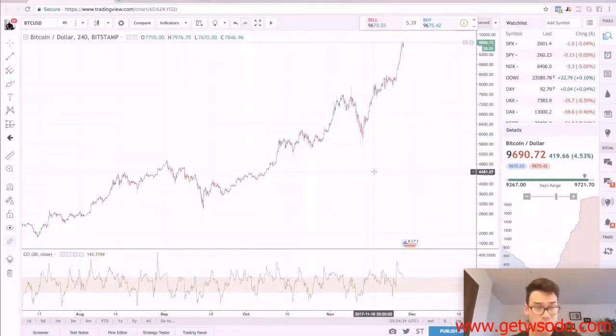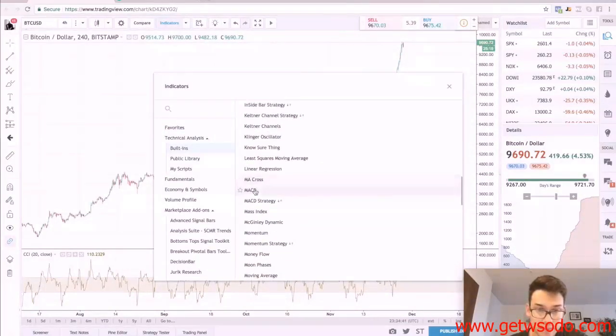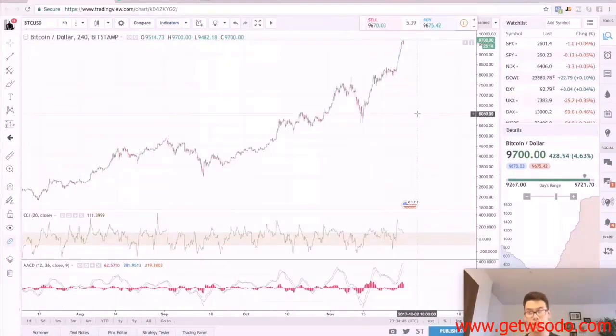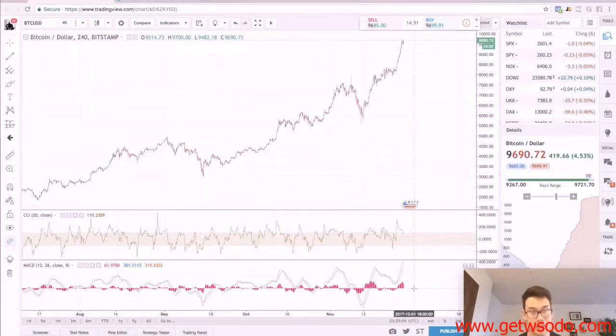I don't personally use the CCI. I use MACD, which we will also look at. We can also scroll down. So MACD is also, it's better, in my opinion, I like using this one better. It's a moving average convergence divergence. That's what MACD stands for. Actually, I'll leave the CCI here. But basically what this does is it's showing you the trend momentum based on exponential moving averages, okay?